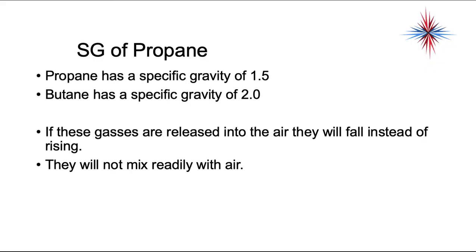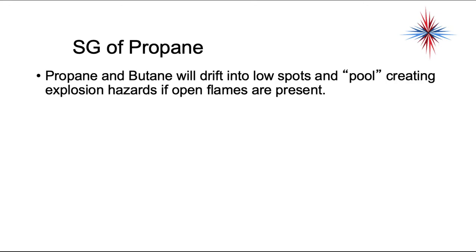So propane has a specific gravity of 1.5. Butane has a specific gravity of 2.0. If these gases are released into the air, they're going to fall and sink rather than rising. They will not mix readily with air, which brings up the safety issue. Propane and butane will drift into low spots and pool, creating an extreme explosion hazard if open flames are present.